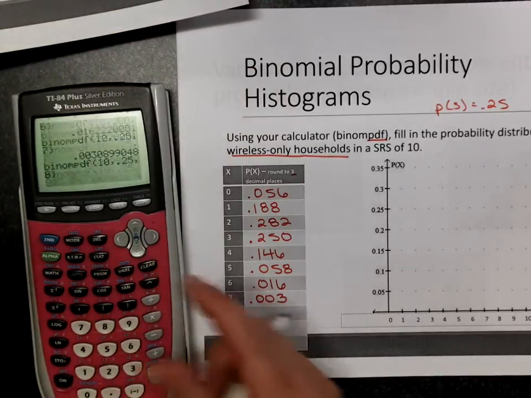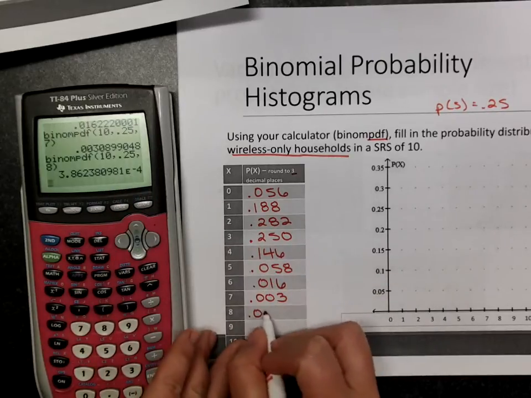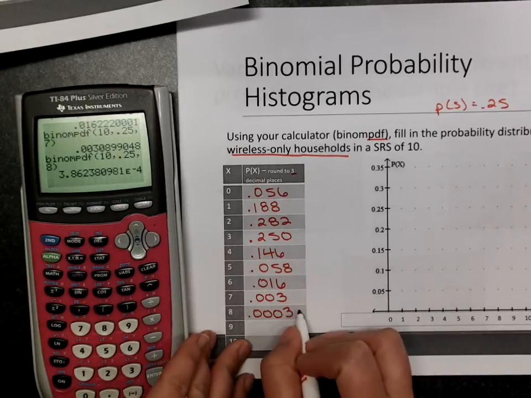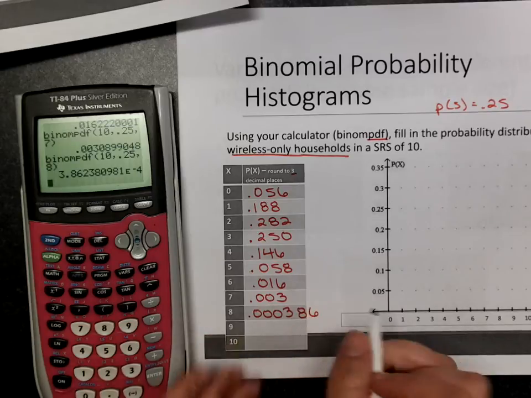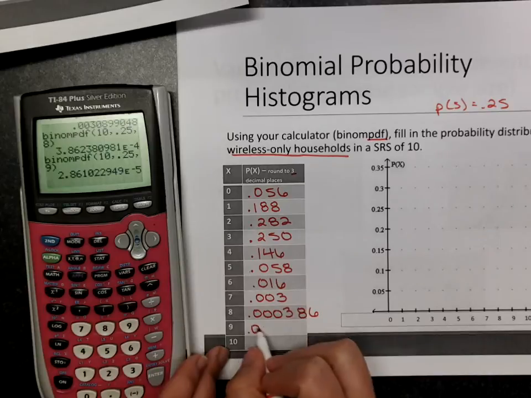0.003, change that to an 8. Now we're getting this weird E thing. All that means is we put a lot of zeros before our value. We're going to have lots of zeros here.